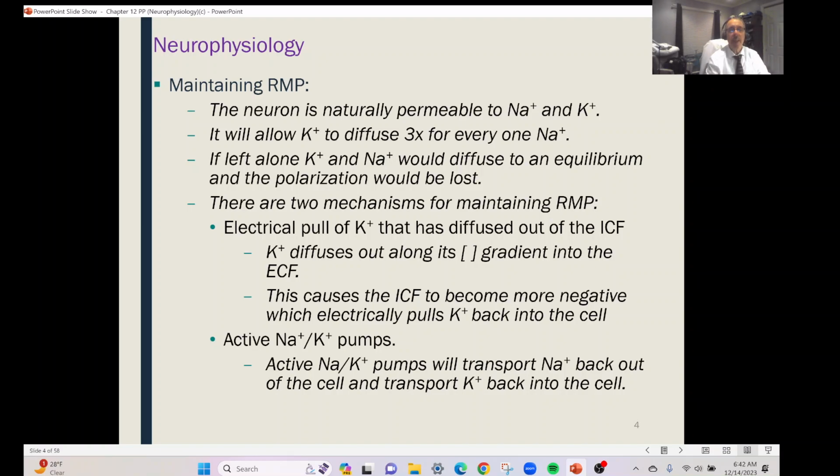So that electrical pull is going to bring the potassium back into the cell where it belongs. In addition, the cell membranes of our neurons have sodium potassium pumps, and they're consistently working to pump sodium out of the cell that has leaked in and pump potassium back into the cell that has leaked out, right? These require ATP, right? Our pumps don't work because they're active transport. They don't work without ATP.